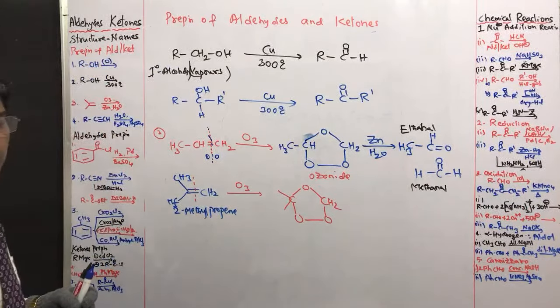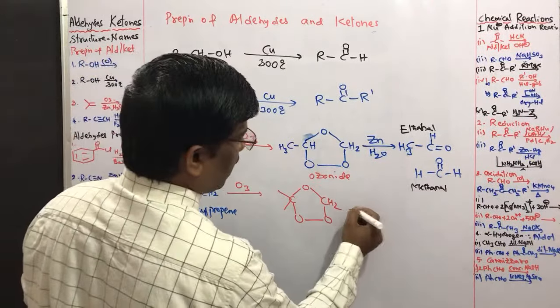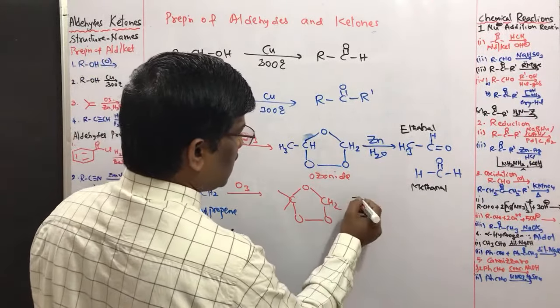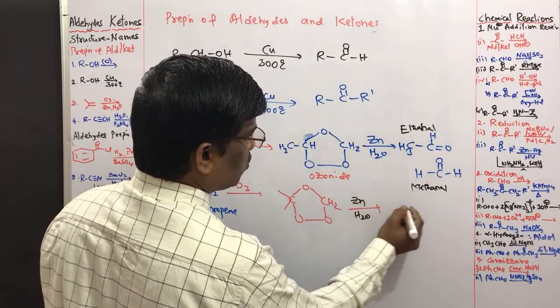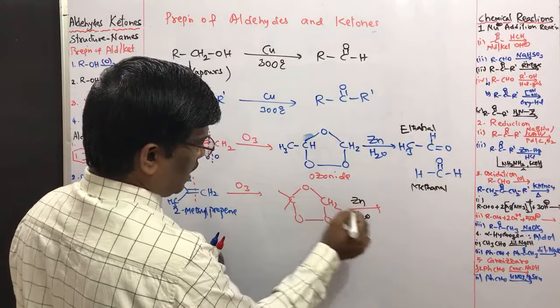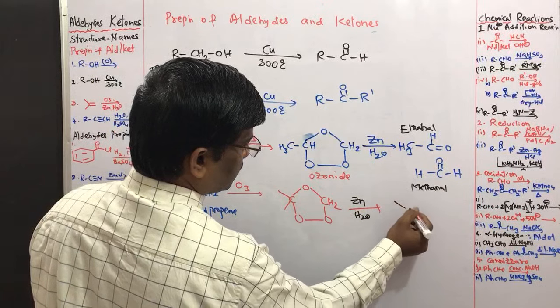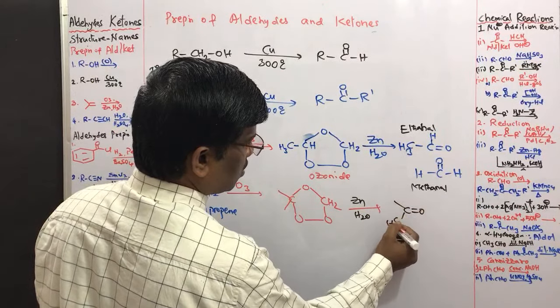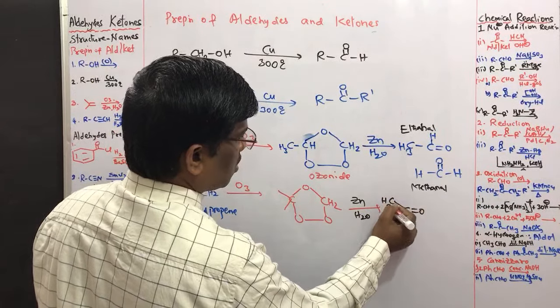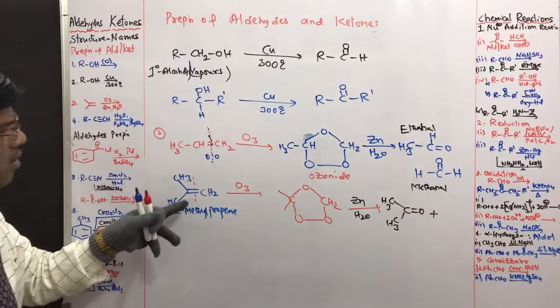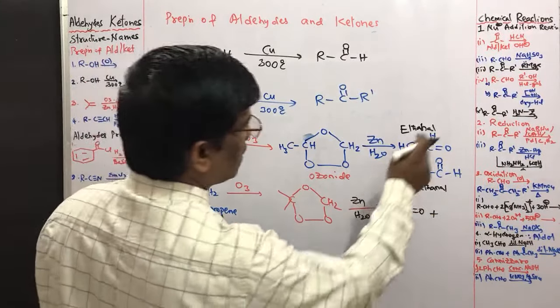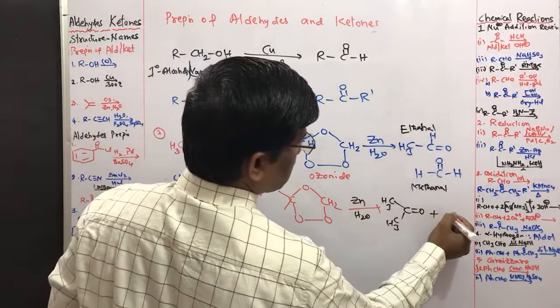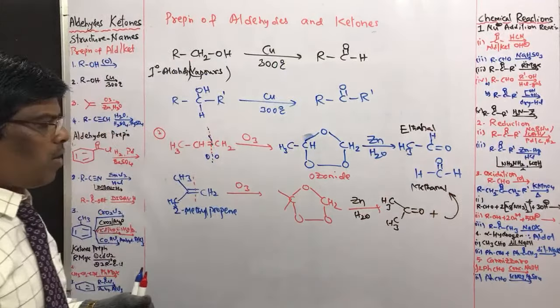This is ozonide, and when we treat this ozonide with zinc and water, it is going to break to give acetone, and on this side what we are going to get? This is methanal, that is formaldehyde.